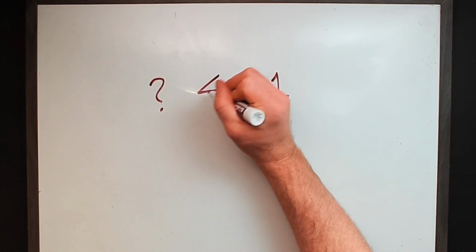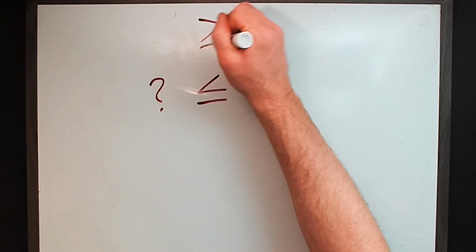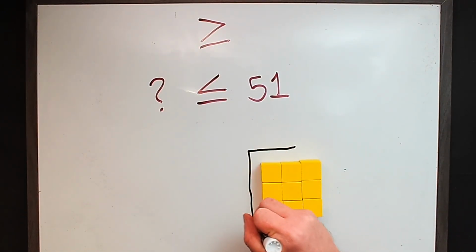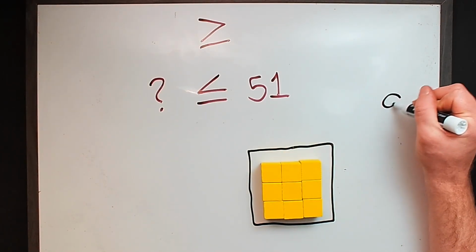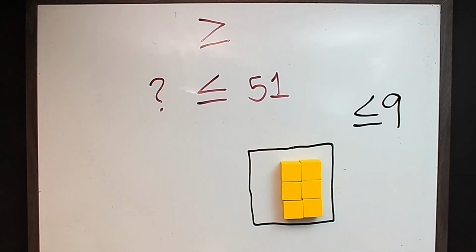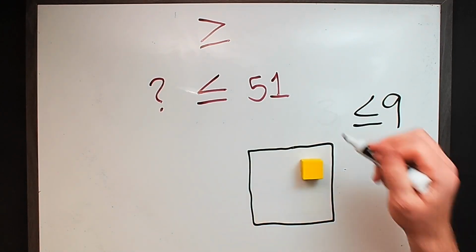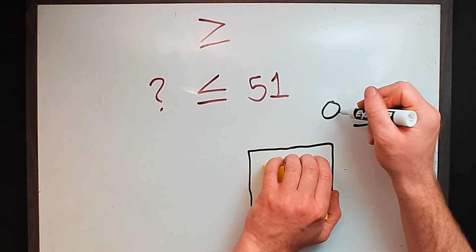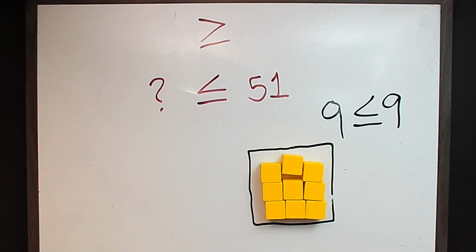For unknown quantities, it may be that two values are lesser than or equal. In this case, you could have the lesser than or equal sign, or the opposite would be the greater than or equal sign. For example, this square can hold up to 9 blocks. So however many is in here is less than or equal to 9 at any given time. It could be 6, it could be 3, it could be 1, it could be 0, or it could be 9. Whatever it is, it's less than or equal to.